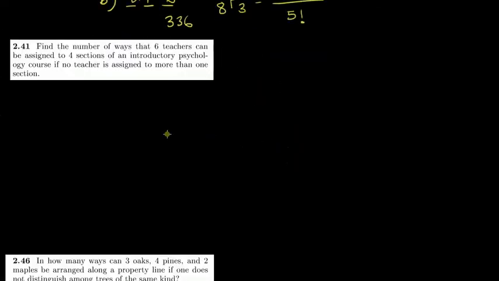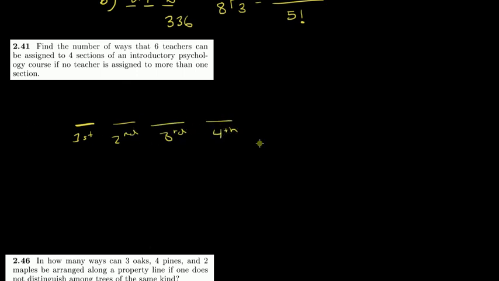Okay. Let's go ahead and go on to the next one. Find the number of ways that 6 teachers can be assigned to 4 sections of an introductory psychology course. Okay, if no teacher is assigned to more than one section. So no teacher is assigned to more than one section, right? So if we have, this is the first section, the second section, the third section, and the fourth section.